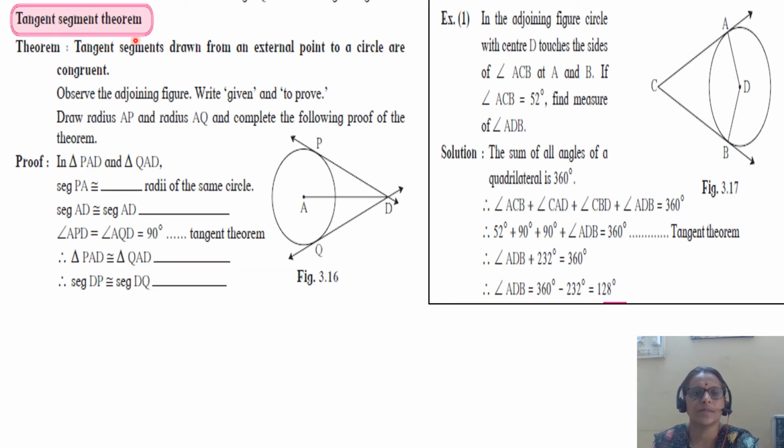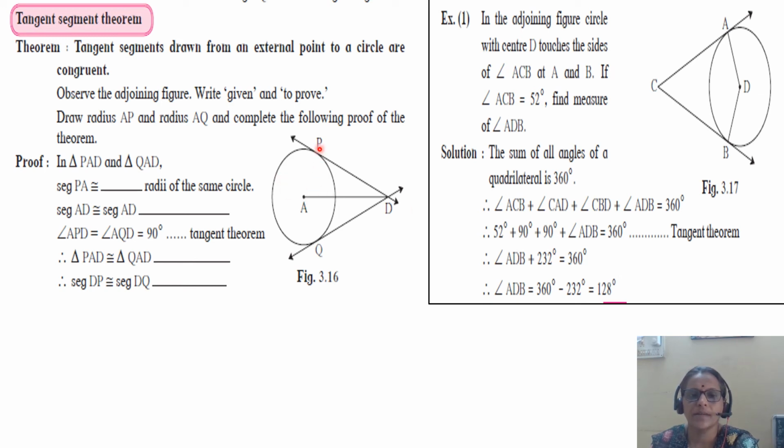Tangent segment theorem: tangent segments drawn from an external point of a circle are congruent. Observe. Draw radii AP and AQ. Join AP and AQ, circle with center A. Point D is outside. Complete the activity.